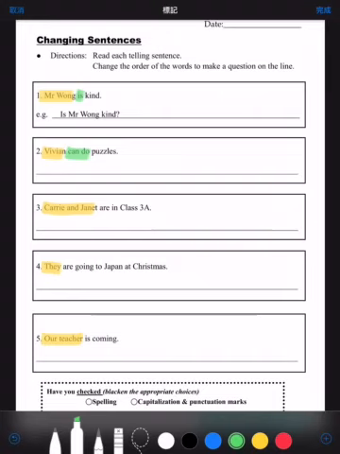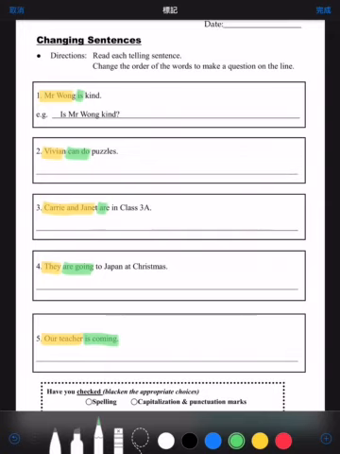They cling together. For number 3, Carrie and Janet are in class 3A. Are is the verb. Number 4, they are going. Are going. They are both the verb. And number 5, our teacher is coming. And when we change it to a yes/no question, this is what we do.